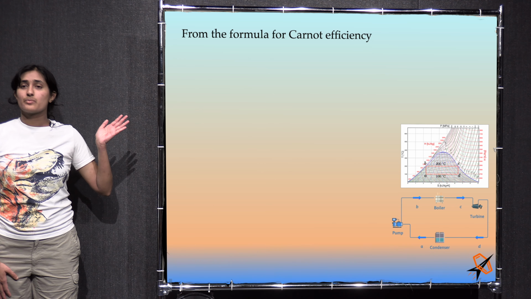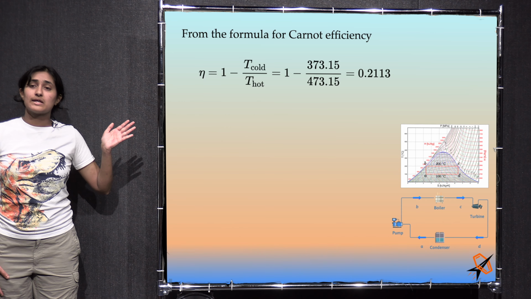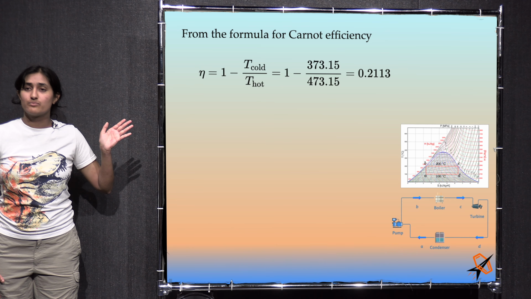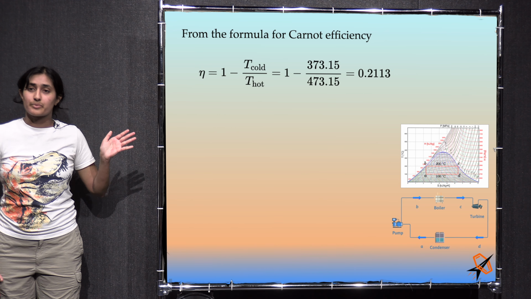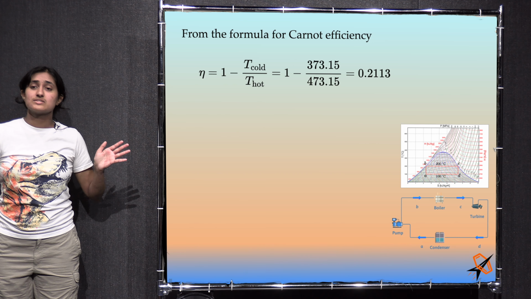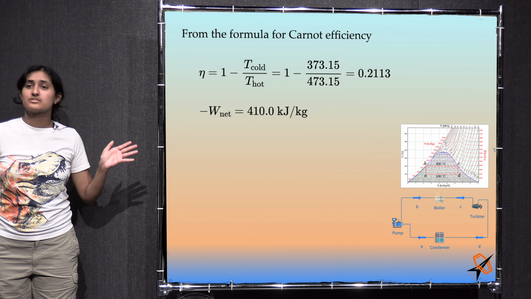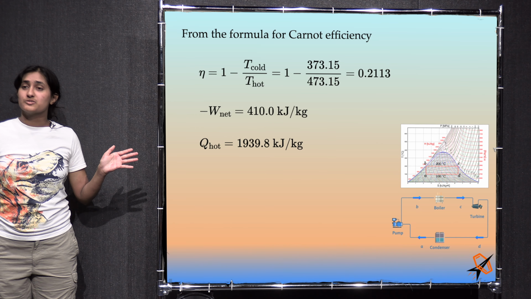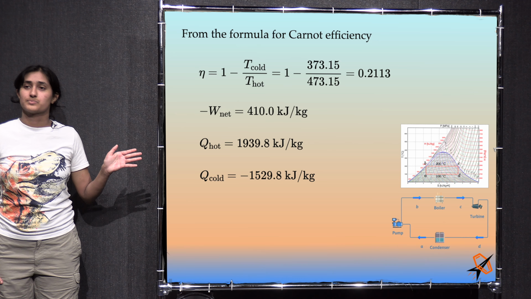Let's compare the efficiency that we got by calculating the full cycle with what we would get from the Carnot efficiency, where eta equals 1 minus T cold over T hot, which is 1 minus 373.15 divided by 473.15, which equals 0.2113. So, to as many significant digits as we have in our enthalpies and entropies, the efficiencies come out to be the same. The net work for the process turns out to be negative 410 kilojoules per kilogram, and Q hot turns out to be 1939.8 kilojoules per kilogram, and Q cold equals minus 1529.8 kilojoules per kilogram.